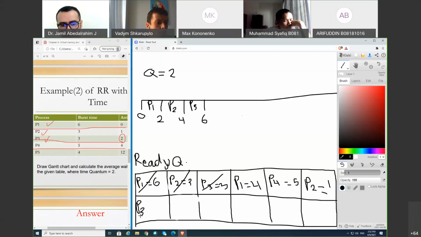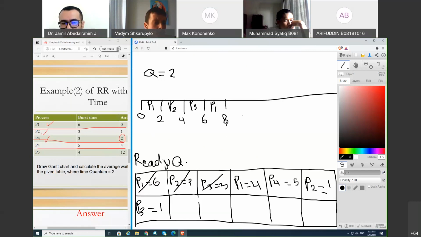Since there is no new process, it would be equal to 1. And just follow the given sequence in our ready queue table. So what's the next step after P3? P1. P1 until 8. Exactly. So next step we check.